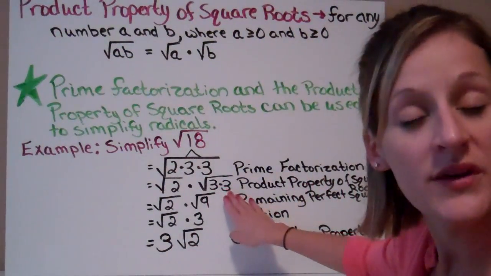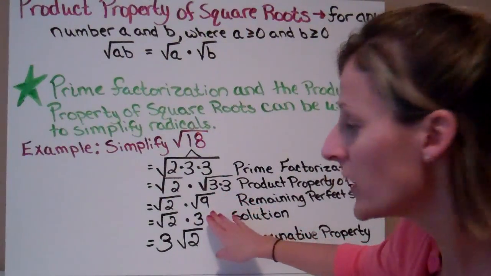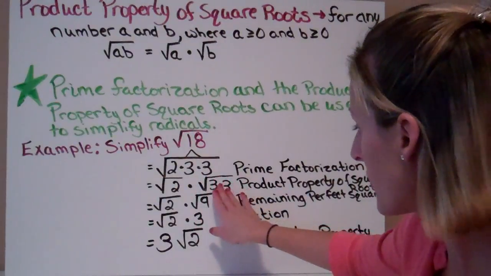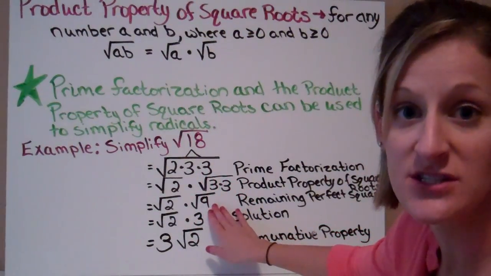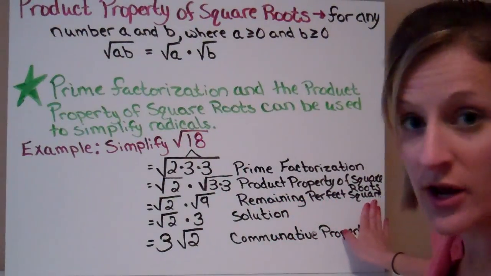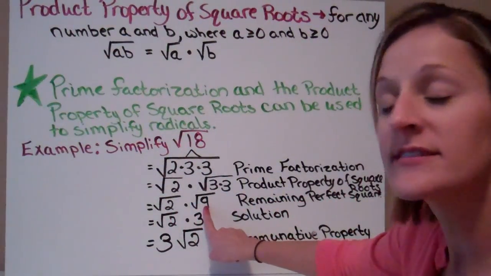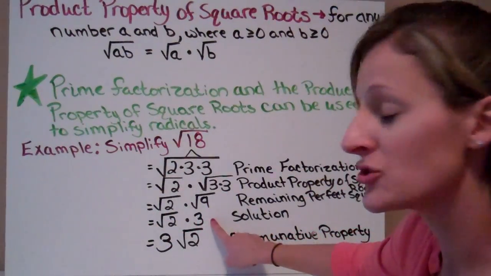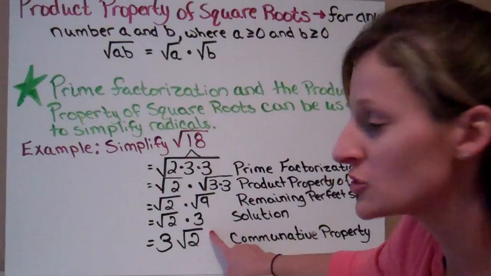Now, if you do 3 times 3, we get 9. And basically what we've done is done our operation to realize that we have a perfect square. So I get here because of the remaining perfect squares. Now, I can take the square root of 9, which is 3. So this is basically our solution, the square root of 2 times 3.